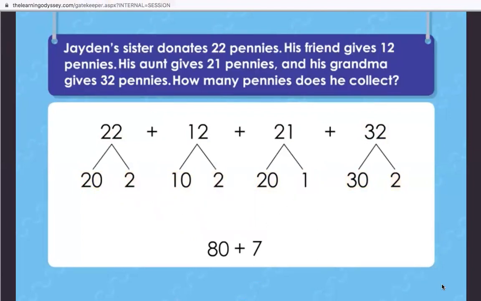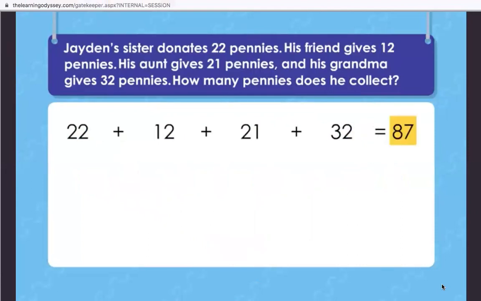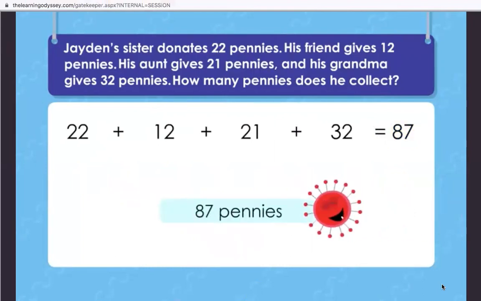Finally, add those numbers. Think, what is the total of 80 plus 7? 87. So 22 plus 12 plus 21 plus 32 equals 87. Jaden collects 87 pennies. Awesome work using place value.